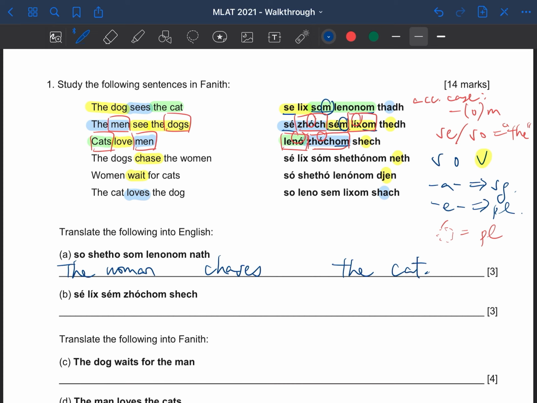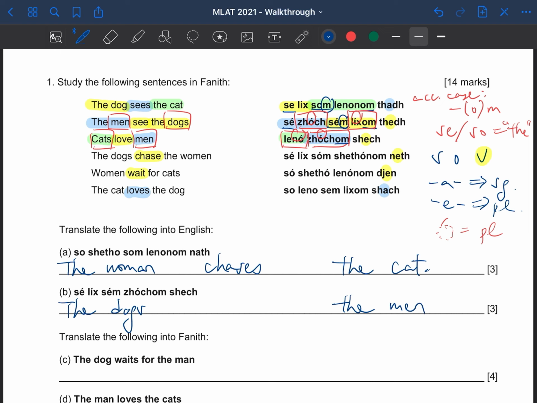Then we have Serix, Sem, Jokom, Shek. So again, we have subject and object as the first two group of nouns. Then what is leks? Leks, we know that it's the dog, but this time it has an accent, so it'll be dogs. And then Jokom will be men, and it also has an accent, so it will be men. And what is Shek? For Shek, we can see that it is love. And it really is love because the subject is plural.